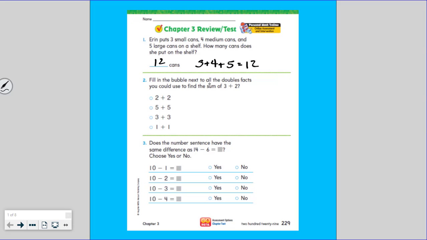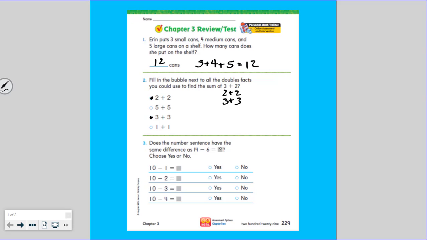Number 2 says, fill in the bubble next to all the doubles facts you could use to find the sum of 3 plus 2. So to solve 3 plus 2, we could use 2 plus 2, right? We could use 3 plus 3. Those are the only facts we could use, because we could use this number and double it, or we could use this number and double it. So 2 plus 2 and 3 plus 3, this one and that one. Those are the only doubles facts we could use to help us find the sum of 3 plus 2.